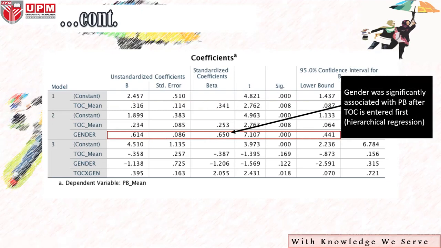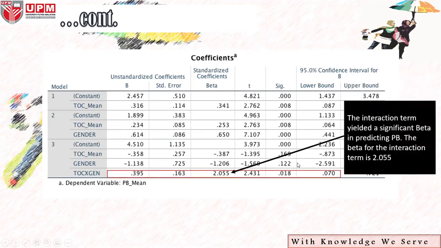Next one, gender. Untuk second model, kita tak tengok dah yang first ni, tengok yang kedua. So gender, according to the standardized coefficient, beta equals 0.65. So gender was significantly associated with philanthropic behavior after task-oriented coping is entered first in the regression model. Yang tadi tu kita guna, itu nama dia hierarchical regression. We enter our variables according to hierarchy, meaning according to the one proposed by previous studies. Kita masuk IV dulu, the moderator, and then only then the interaction effect. So lepas dah ada kesan, bila kita masukkan gender tu, kita nampak kesan tu lagi kuat.